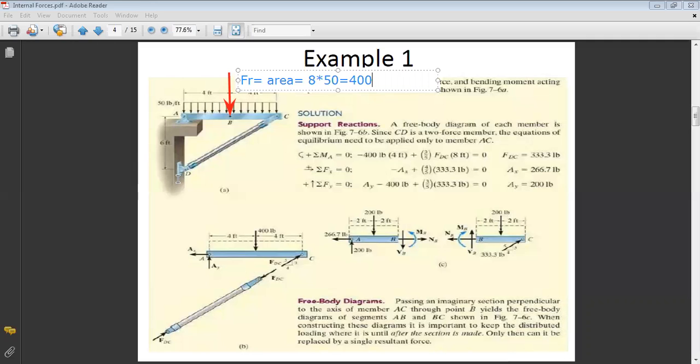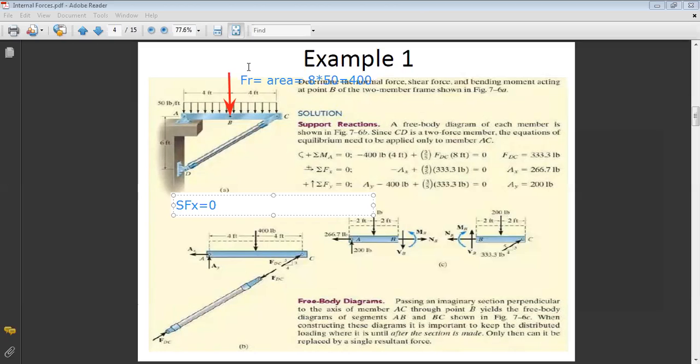Okay, now it is very simple. I want to calculate AX, AY, and FC, knowing that I have one force of 400 lb acting on my system. So the first relation is sum of forces along X equals 0. What do I have along X here? I have AX and I have the projection of FC.